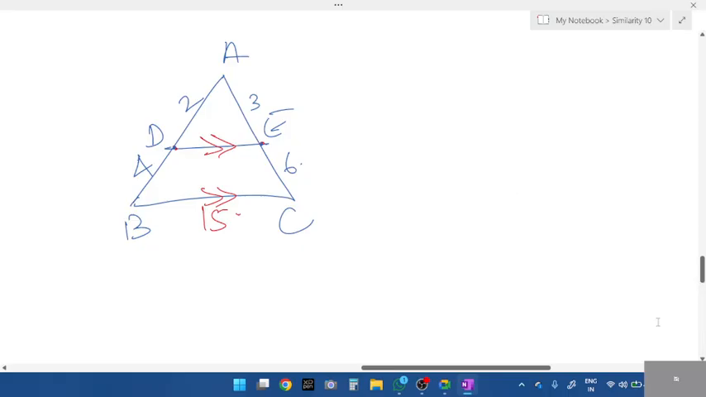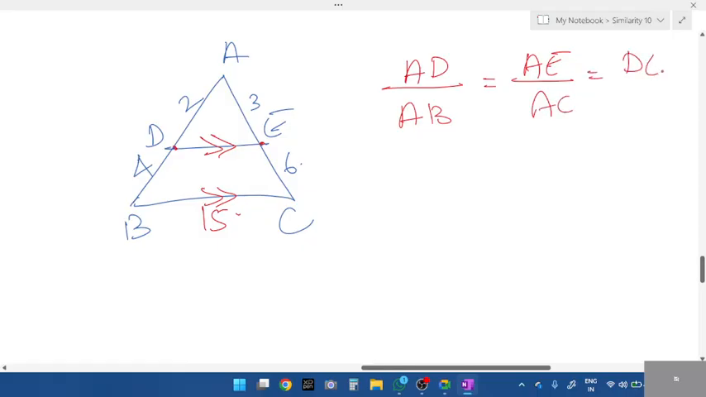Now, if DE is parallel to BC, use full line concept. To find DE, use full line concept, students. AD divided by, what's the second triangle we have? AB. AE divided by full length, AC. That should be equal to DE divided by BC. So you can take any one. You can take either first one or second one because both the values are given. So let me take the second one.